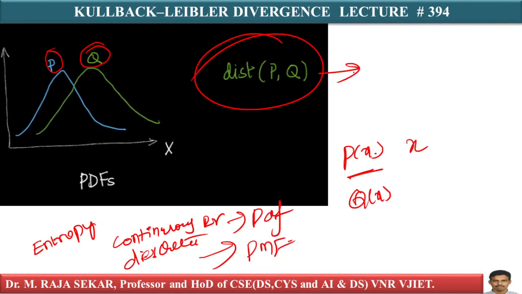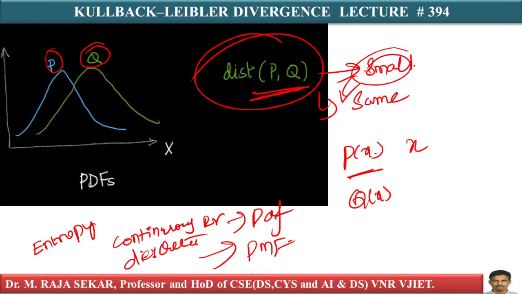If the distance between P and Q is small, what is your conclusion? The distance between P and Q is small if both the distributions are the same. Imagine if P and Q are almost overlapping, then the distance should be small. If P and Q are very, very different, then the distance should be large. That's the whole idea of any distance measure.